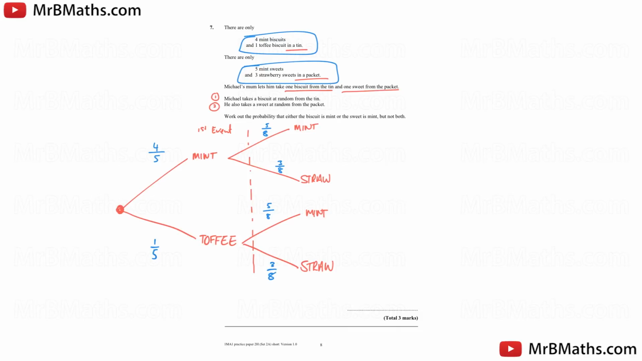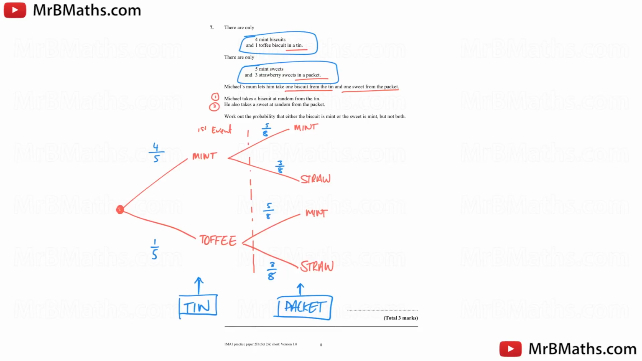Now what you'll notice is that there is no decrease in denominator and decrease in numerator. So for example, if we go through this path, this is 4 out of 5. The next one doesn't drop to 3 out of 4. And the reason for that is because we have a tin and a packet. Okay, so this would be the tin, the first event, and this would be the packet. Now if it was in the same thing, so they were both in tins, then that would occur where they decrease. So just be careful with that.